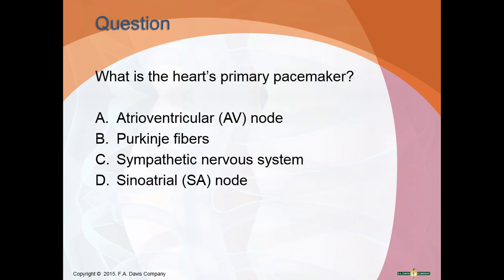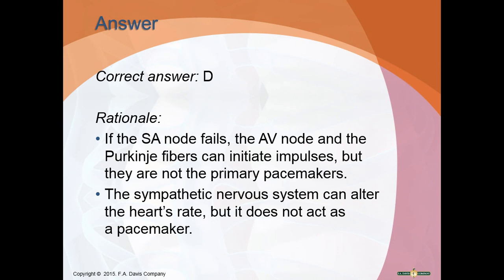So what is the heart's primary pacemaker? The atrioventricular or AV node, the Purkinje fibers, the sympathetic nervous system, or the sinoatrial SA node? It's the sinoatrial or SA node. If the SA node fails, the AV node and the Purkinje fibers can initiate impulses, but they are not the primary pacemakers. The sympathetic nervous system can alter the heart's rate, but it does not act as a pacemaker.